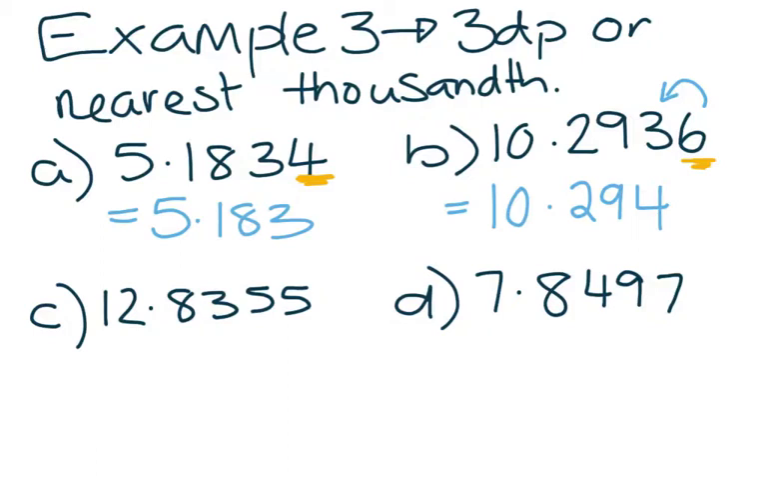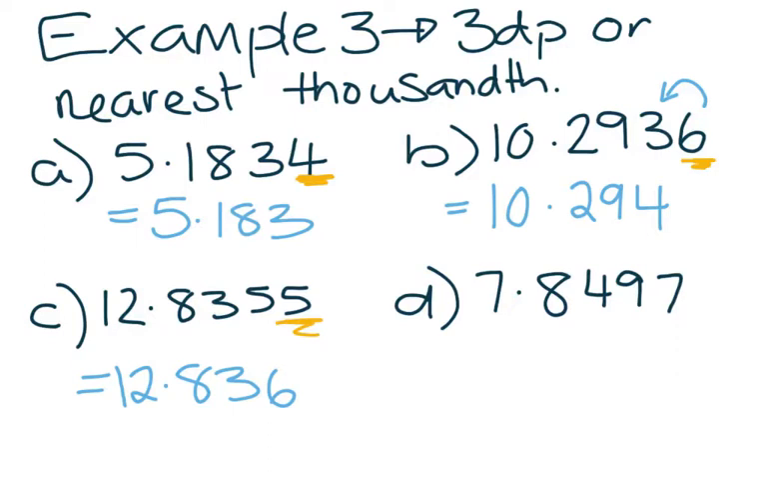So then for the third example here, we're looking at a 5. Now again, a 5 is halfway, but if it's 5 or more, it goes up. So it means that technically, we say it's closer to 12.836 as opposed to 12.835.